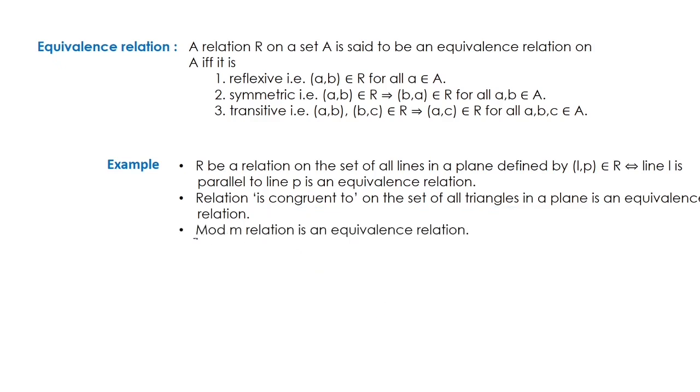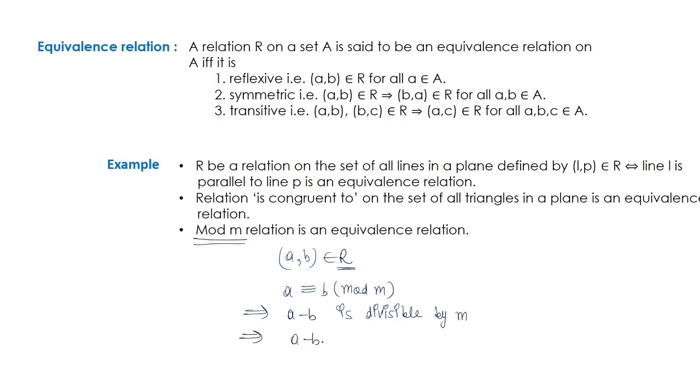The next example is that the mod M relation is also an equivalence relation. So the point here is, what is mod M? The mod M relation says that if (A, B) is in the relation R and R is defined on mod M, then A is congruent to B mod M, which means that A minus B is divisible by M, and it also means that A minus B is equal to some constant times M. So this is my definition of mod M.